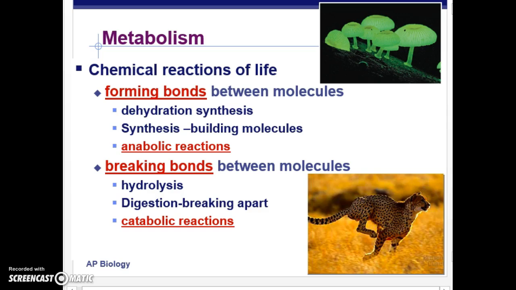So metabolism is an emergent property of life that arises from the interactions between molecules within the environment of the cell. So it's forming bonds and breaking bonds. We're going to look at this again as a breakdown of forming bonds through dehydration synthesis, the building up of molecules, which is anabolic reactions. And then the breaking of bonds is the second category, through hydrolysis. That involves digestion or breaking apart molecules, and those are called catabolic reactions.